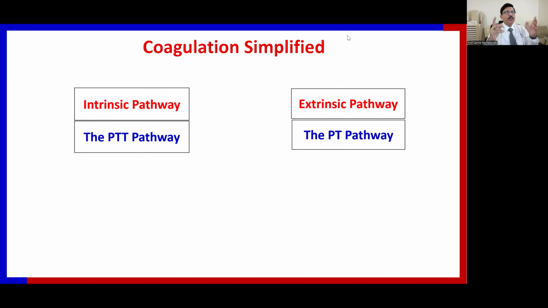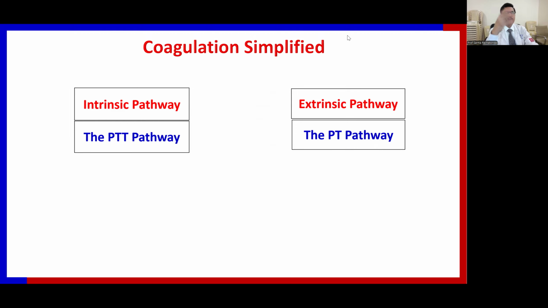Okay. Which do you think has a longer chain of events, intrinsic or extrinsic? Obviously, the 3-letter one has more. The 2-letter one has a shorter arm. Very easy to remember. PTT has a longer chain. PT has a smaller chain.